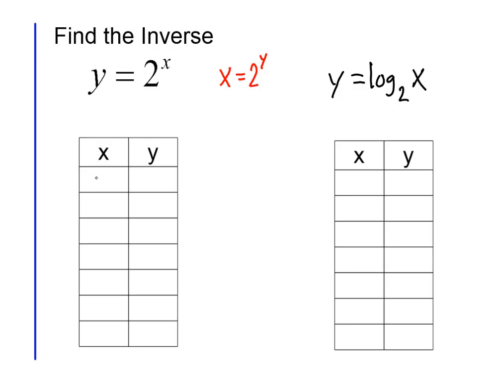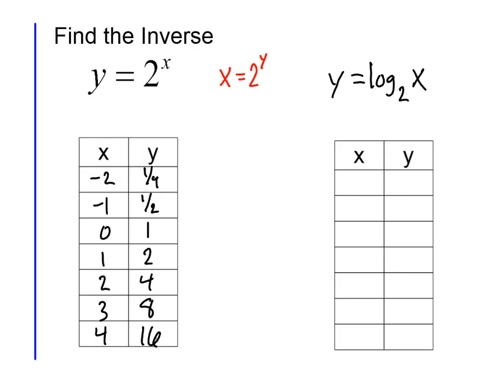Let's start with a good range. Let's try -2, -1, 0, 1, 2, 3, and 4. -2 is going to get plugged into the x, which is the exponent for the base 2. 2 to the power of -2 is 1/4. 2 to the -1 power is 1/2. 2 to the 0 power is 1. 2 to the 1 power is 2. 2 to the second power, 4, 8, 16.